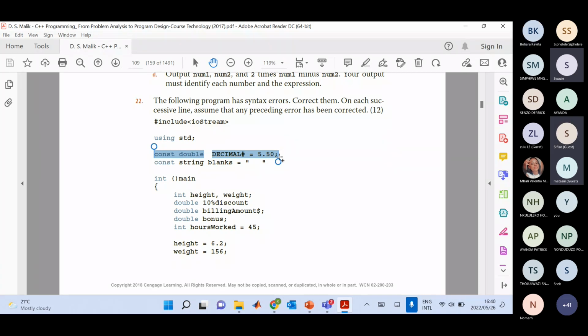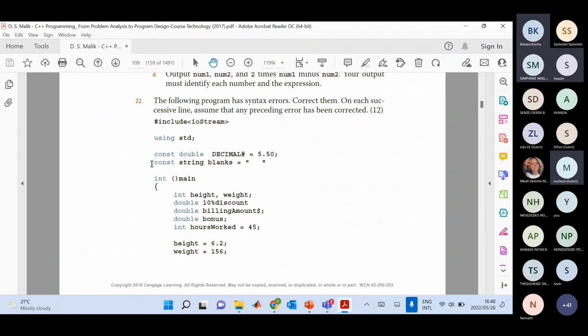The hash is a problem, not the decimal. You can declare your variables in capital letters. However, no special symbols are allowed, right? Yes, ma'am. Okay. Next line.